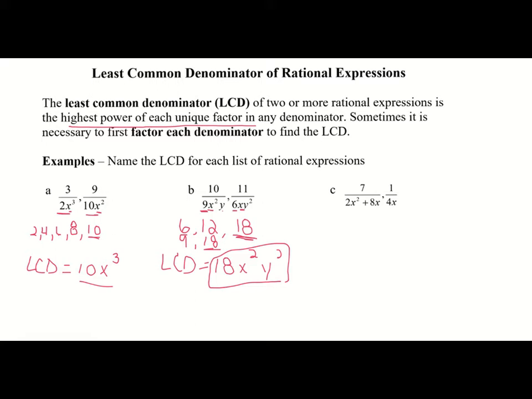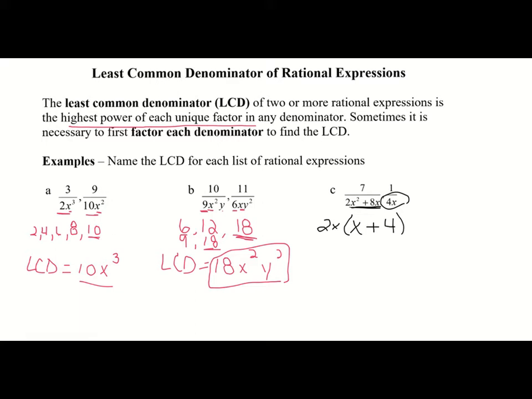All right, now for C. We do need to factor this denominator before we look for an LCD. So I know I can pull out a 2x. So we're going to have 2x times x plus 4. And then our other denominator still is our 4x. So we are looking at 2x times x plus 4 and 4x.